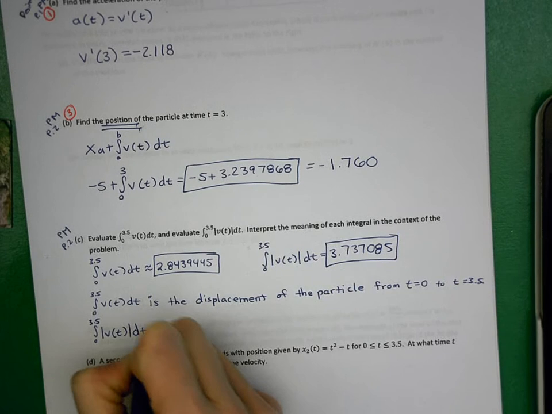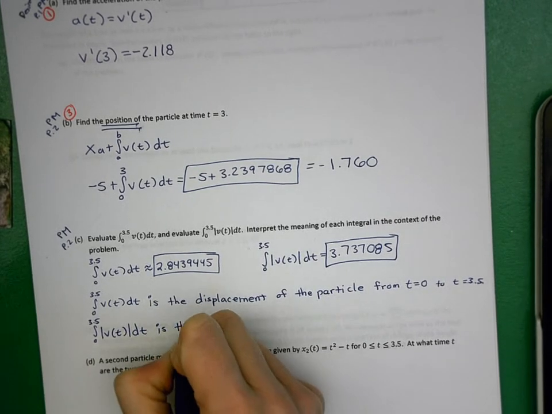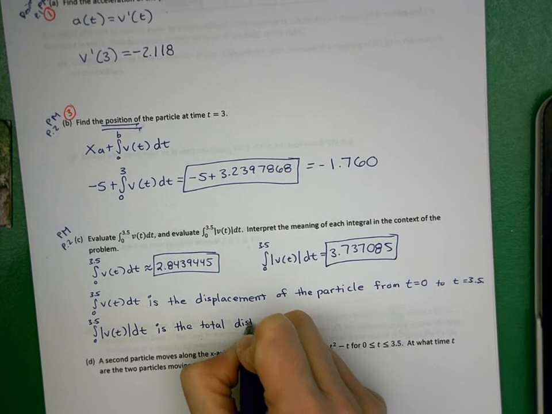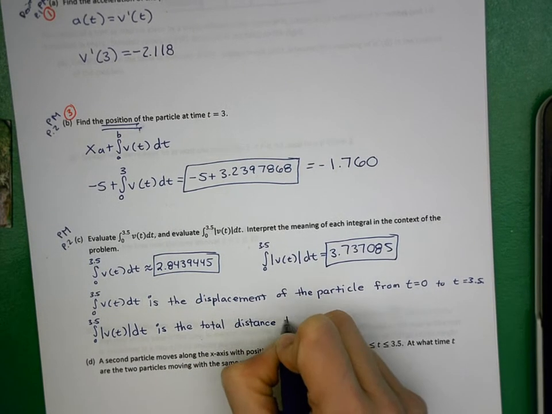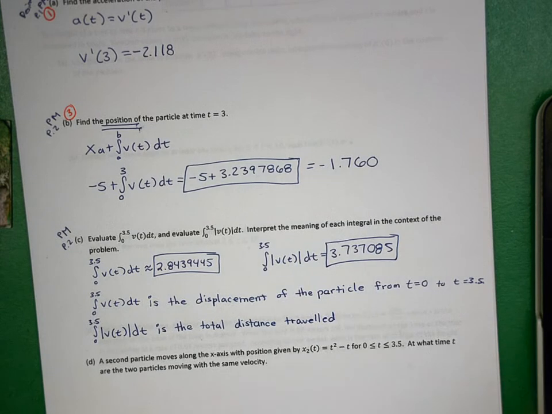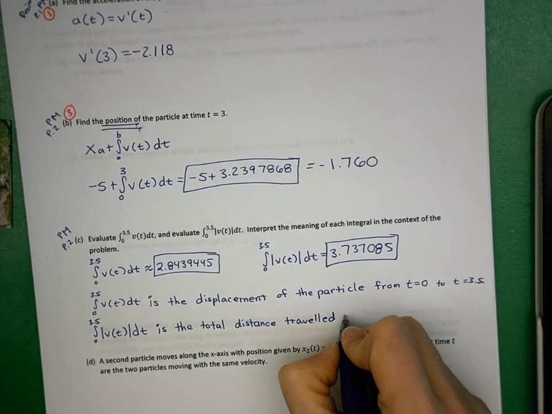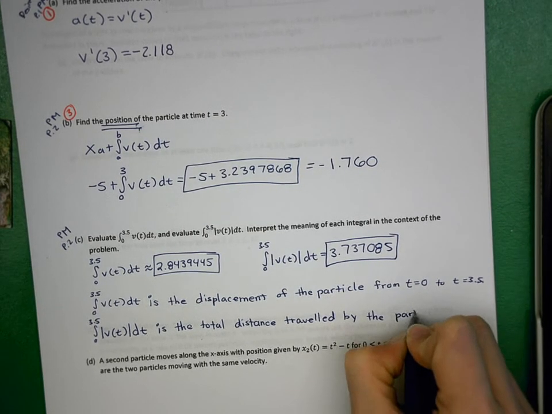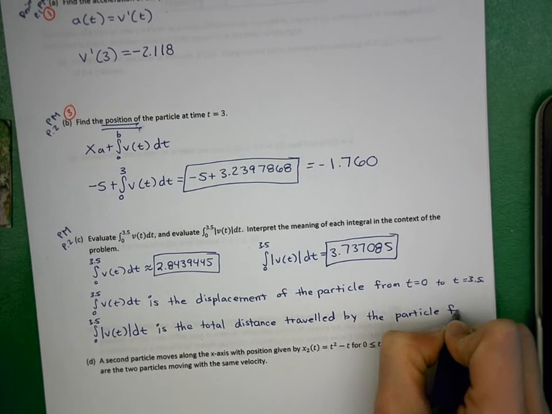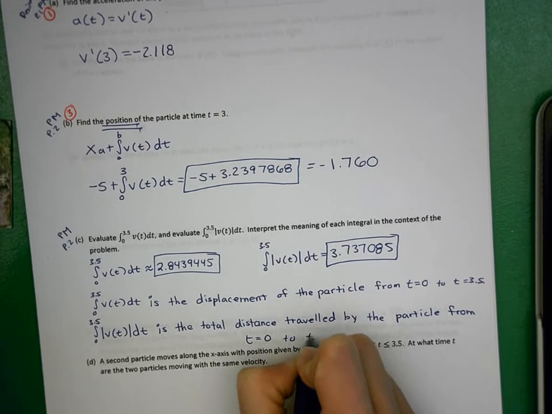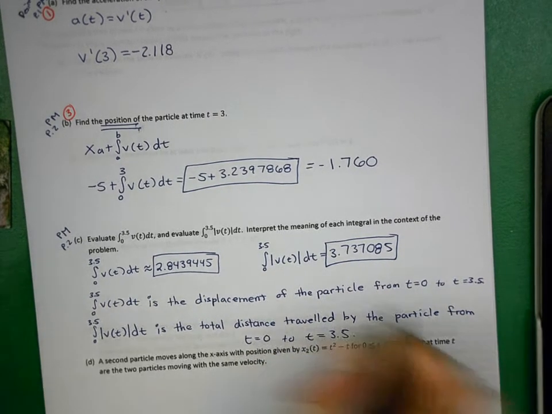The other one, what was it when there were absolute value bars? Okay, well that meant it was total distance. It's the total distance traveled. And again, maybe you'd say in miles or in meters or centimeters, whatever the units were if we knew them. Traveled by the particle from t equals 0 to t equals 3.5. And again, minutes or seconds or whatever.